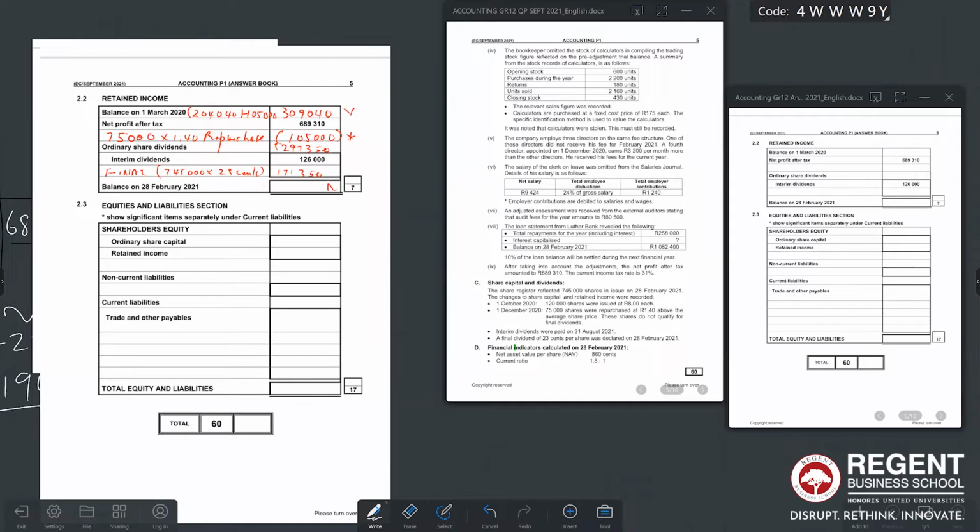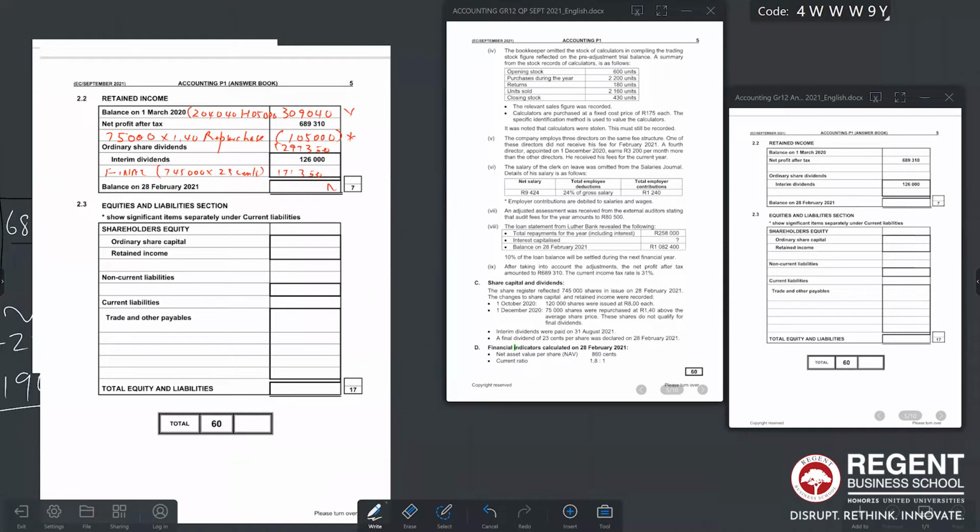309,040 rand. So my balance at the beginning of the year is 309,040. Then I subtracted the 105 because they said when you repurchase the share that was recorded, it was entered. You have to read the exams very carefully. You need to highlight, underline certain keywords.